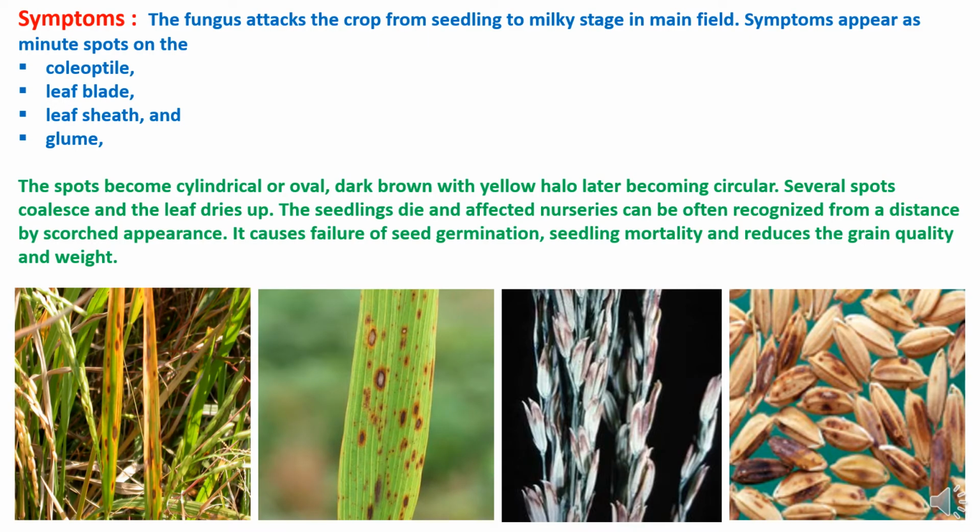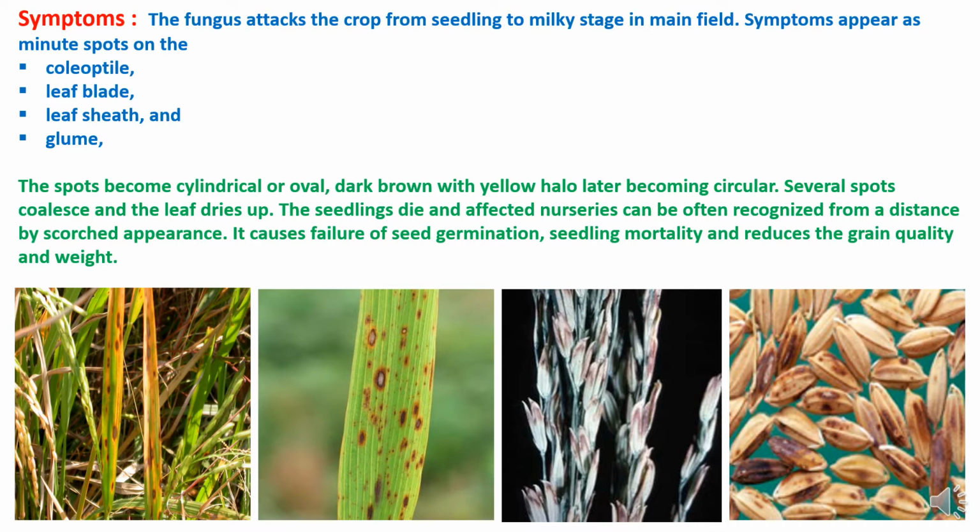Now the symptoms of brown spot disease of rice. The fungus attacks the crop from seedling to milky stage in the main field. Symptoms appear as minute spots on the coleoptile, leaf blade, leaf sheath and the glume, but it is most prominent on the leaf blade and glumes.